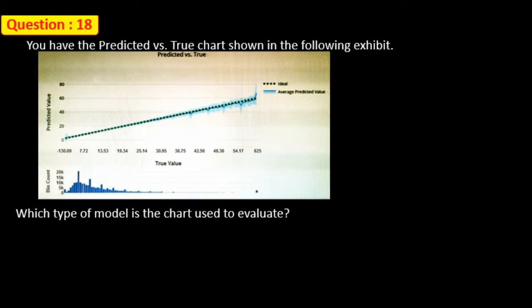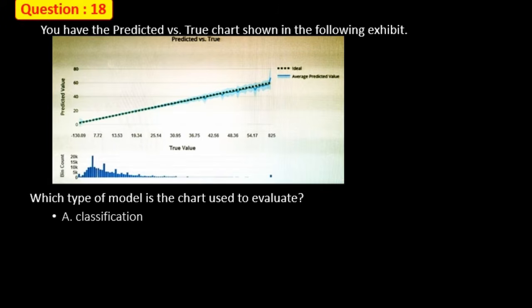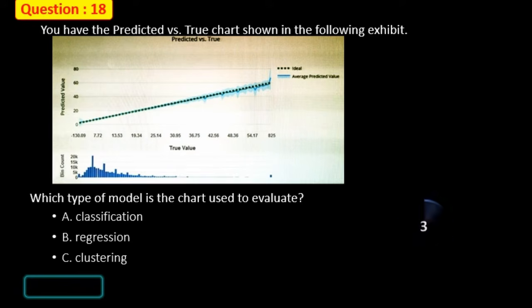Question number 18. You have the predicted versus true chart shown in the following exhibit. Please check the below chart. Which type of model is the chart used to evaluate? Options as below. A. Classification. B. Regression. C. Clustering. The correct option is B. Regression.